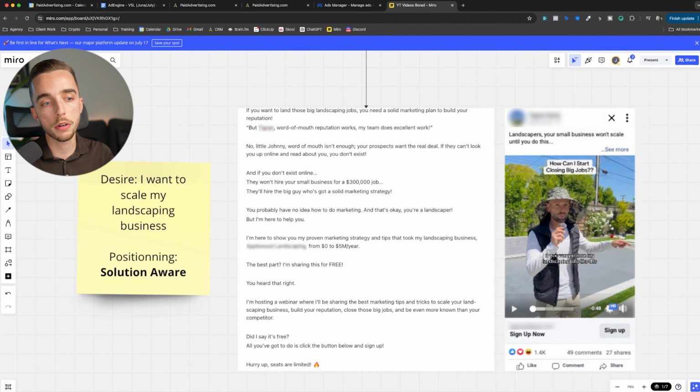So here's the script that our team wrote internally. So desire, once again, I want to scale my landscaping business. The positioning of this new ad, which is also where we iterated, was more so solution aware. We're like, you know what? This ad seems to work, but let's turn it into something that makes more sense from the client's lingo perspective, but let's try it also from a solution aware standpoint. So it's kind of what we did right here, right?